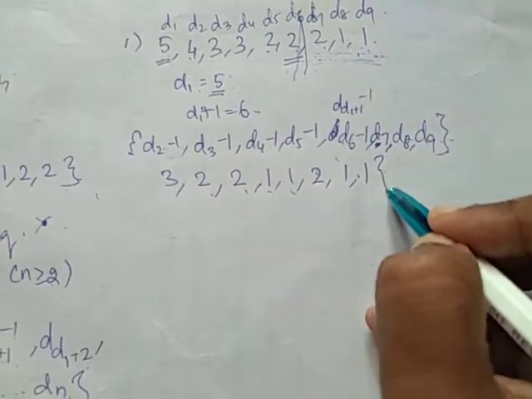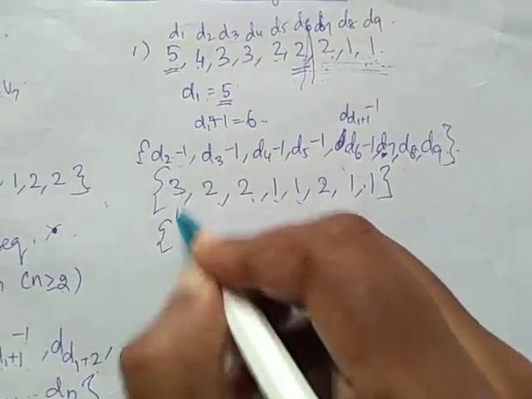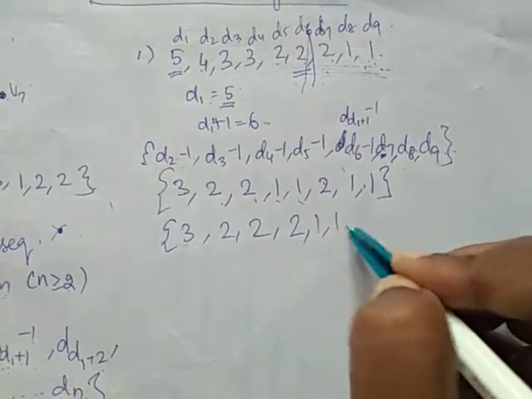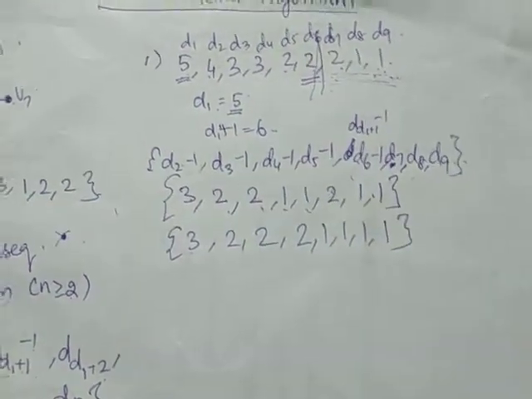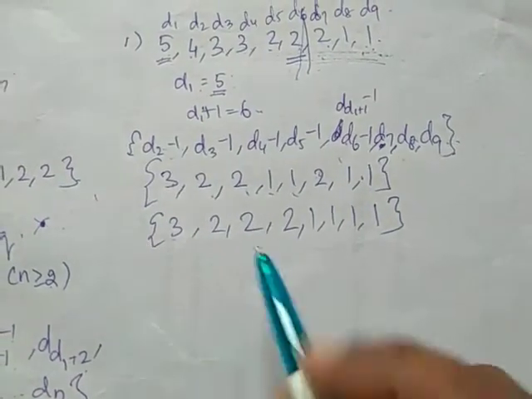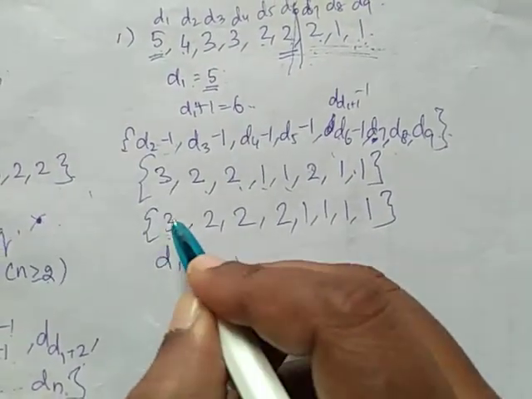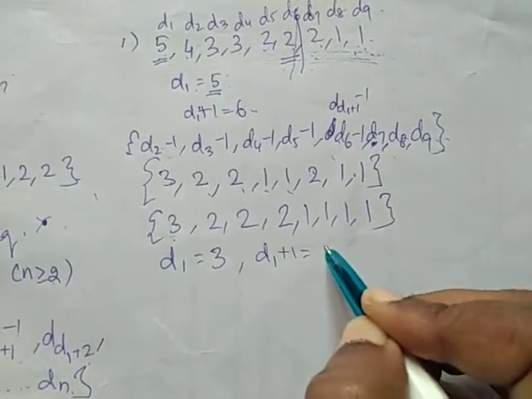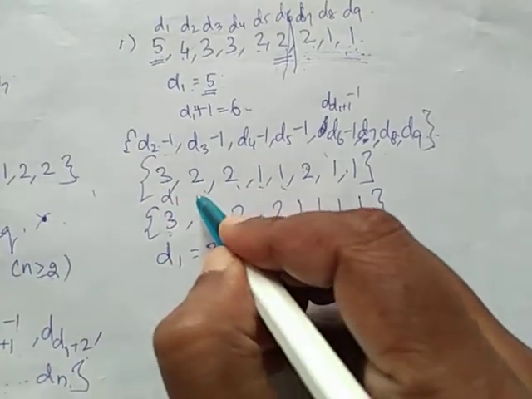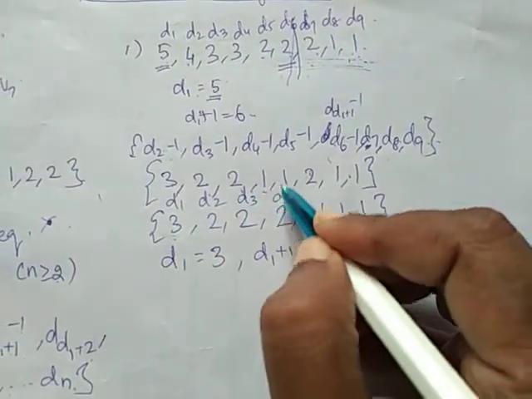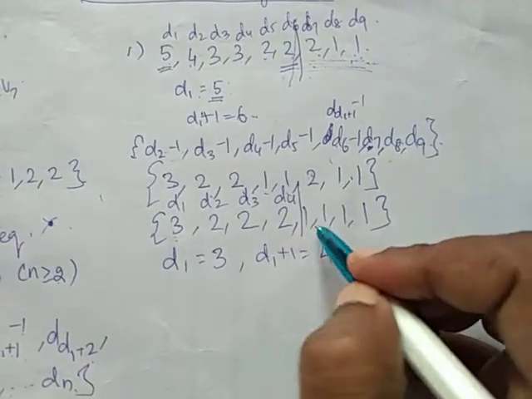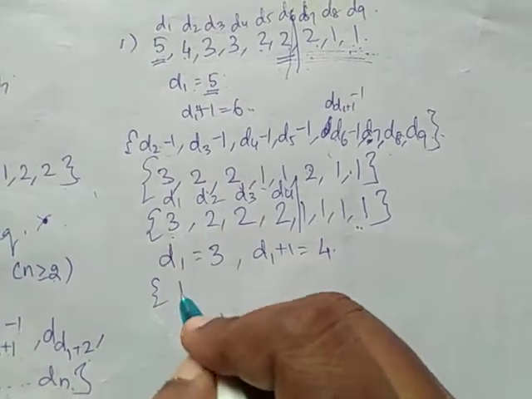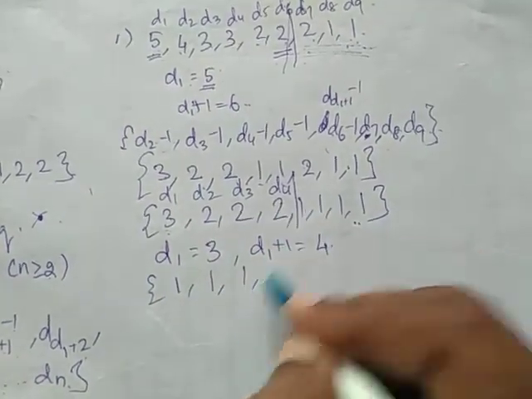Now we are going to arrange this in order. 3, 2, 2, 2, 1, 1, 1, 1. Now D1 is 3. This is our next sequence. D1 is 3 now, so D1 plus 1 is 4. So this is D1, D2, D3, D4. Till here we have to subtract. Later than that we should not subtract. So our sequence starts from 2. 2 minus 1 is 1. 2 minus 1 is 1. 2 minus 1 is 1.